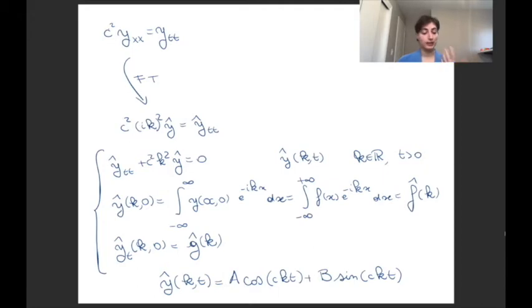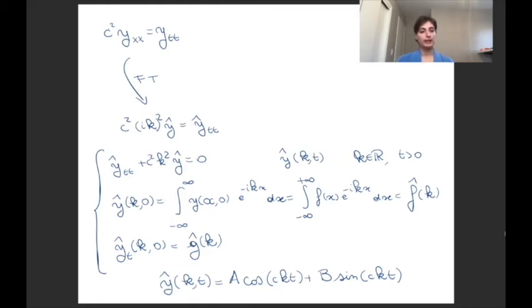What are the initial conditions on this? Well, y hat at t equal to 0 is the Fourier transform of y(x, 0), and we can replace y(x, 0) by f of x by the initial conditions of our initial problem. So this is the Fourier transform of f, that we denote by f hat. This is a function of k. We do the same for the second boundary condition, so y hat_t is equal to the Fourier transform of g.